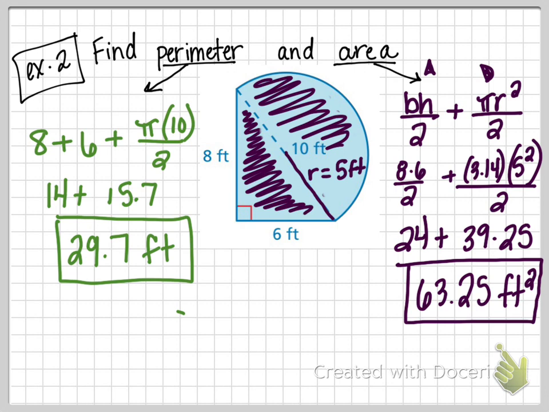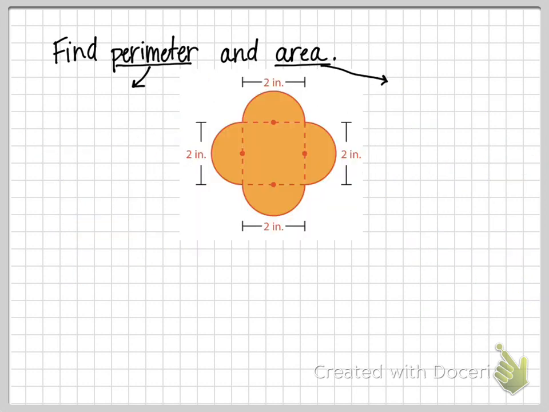Okay. All right, next one. Here's another figure. Same thing, it asks us to find both the perimeter and the area of the circle, or not of the circle, of the composite figure. Now, think about the perimeter. We're only talking about the distance around the outside of the shape.